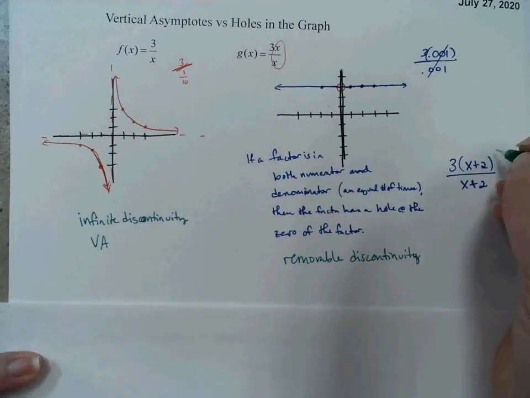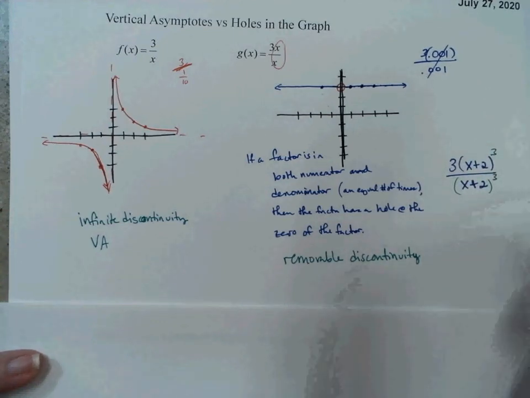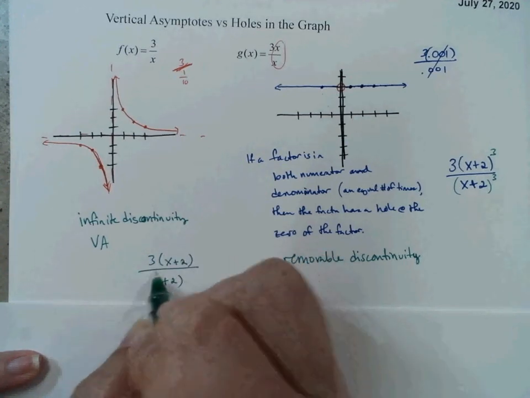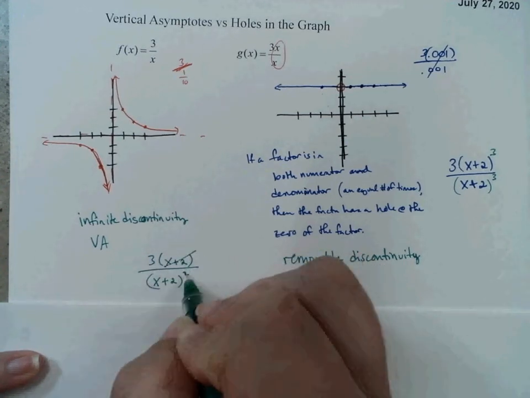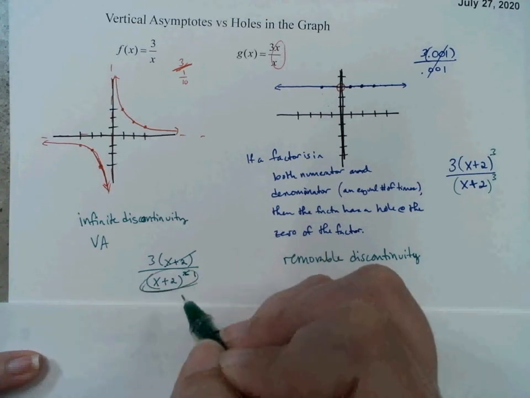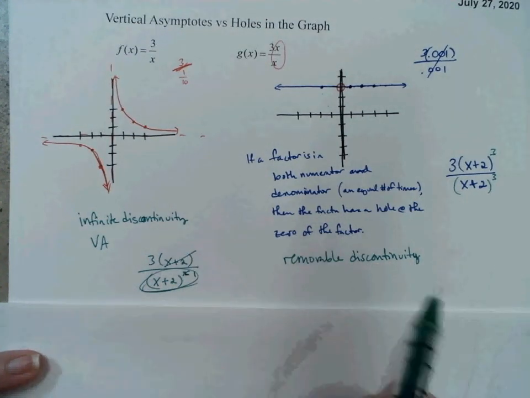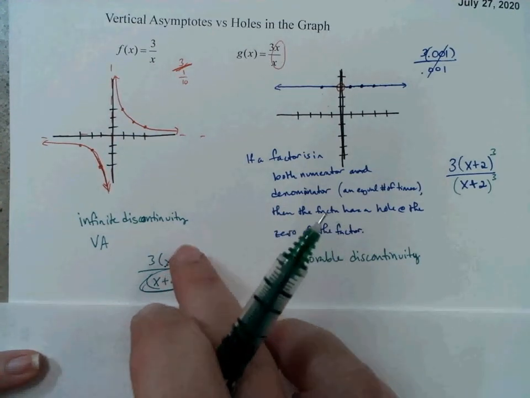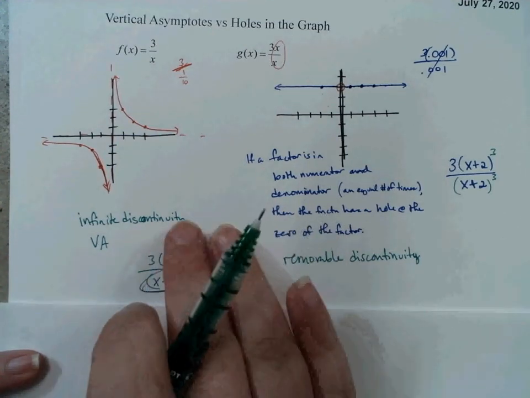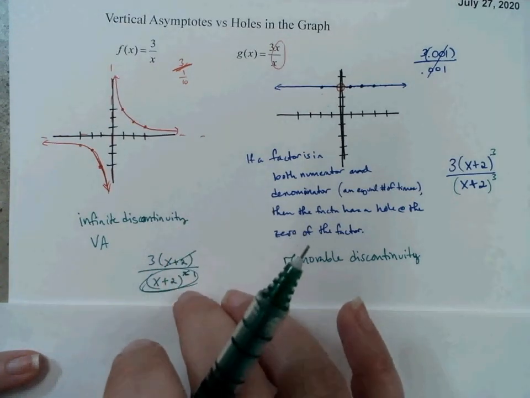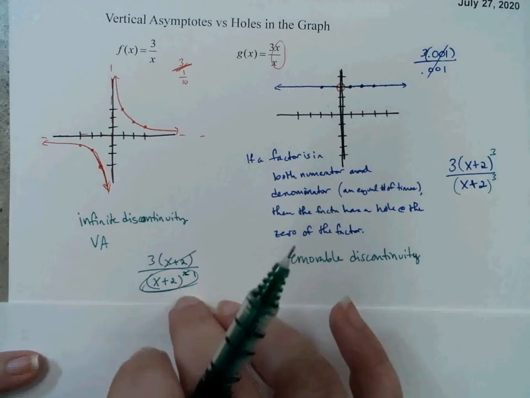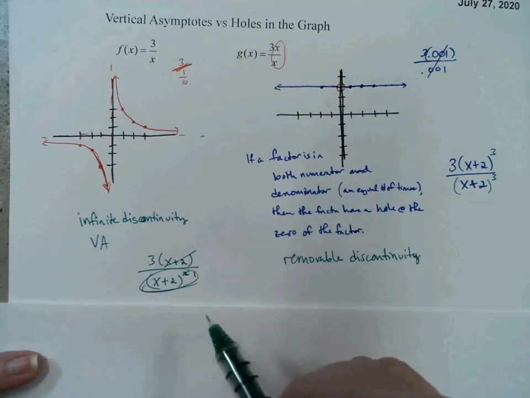So like, if you had 3 times x plus 2 to the third divided by x plus 2 to the third, still a hole in the graph because of the same amount. But if you had 3 times x plus 2 divided by x plus 2 squared, well, you simplify one of those out, you're still left with an x plus 2 in the denominator. A vertical asymptote is more powerful than a hole in a graph, straight up. So that would mean the vertical asymptote would trump the x plus 2, the common factor, and say, no, you don't have a hole in the graph, you just have a vertical asymptote.